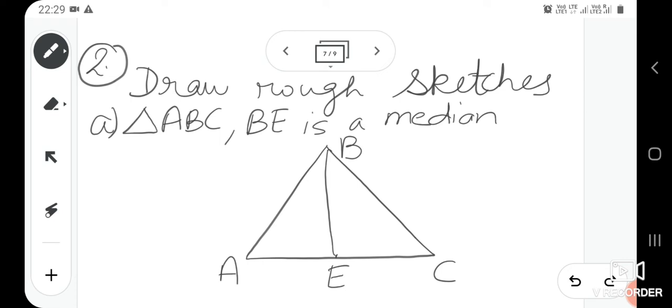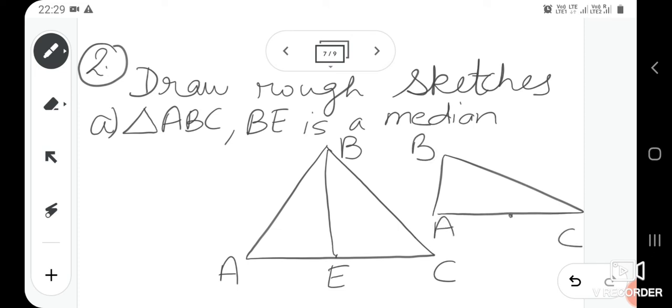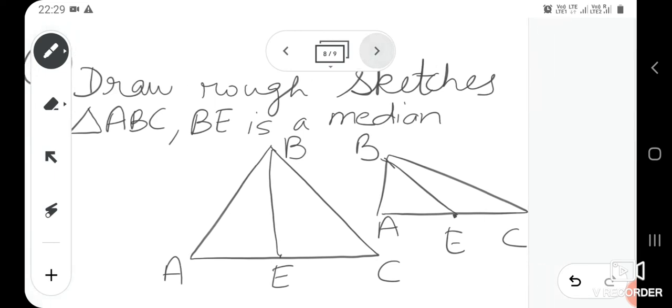It's not necessary that the median is always a straight line. For example, if I draw triangle ABC like this, A, B, C, then median is always the center point. Take center point and join with B. So median can be a slanting line also, straight also. It depends on the type of diagram you draw. So you can draw any one of these diagrams.